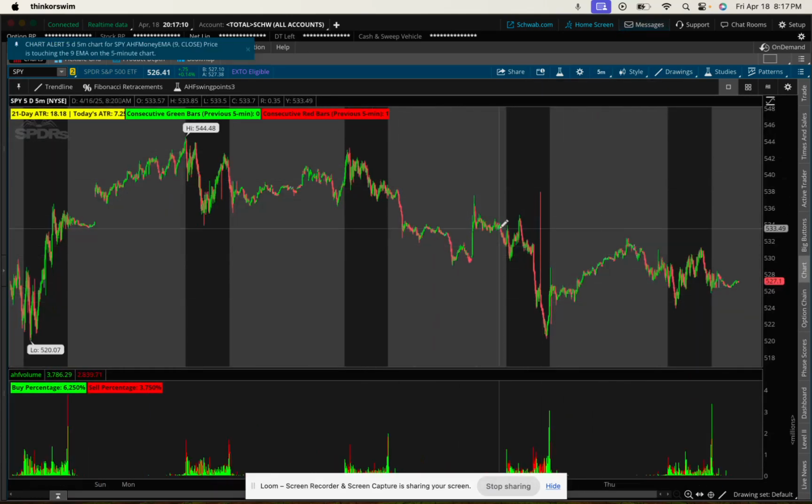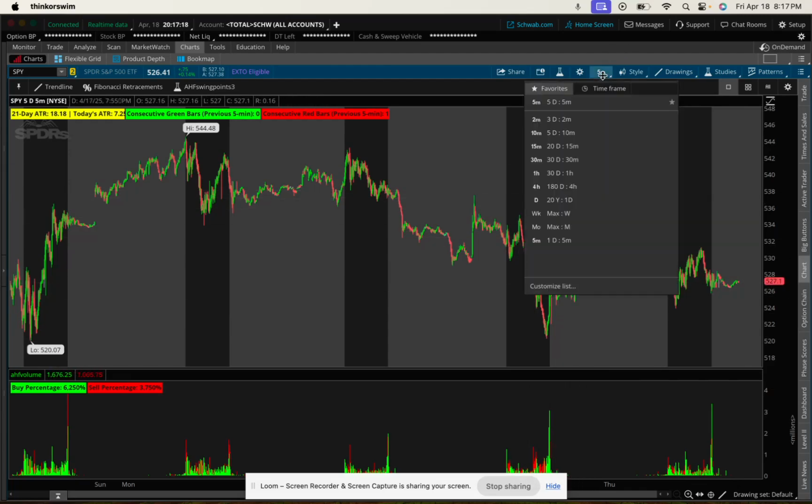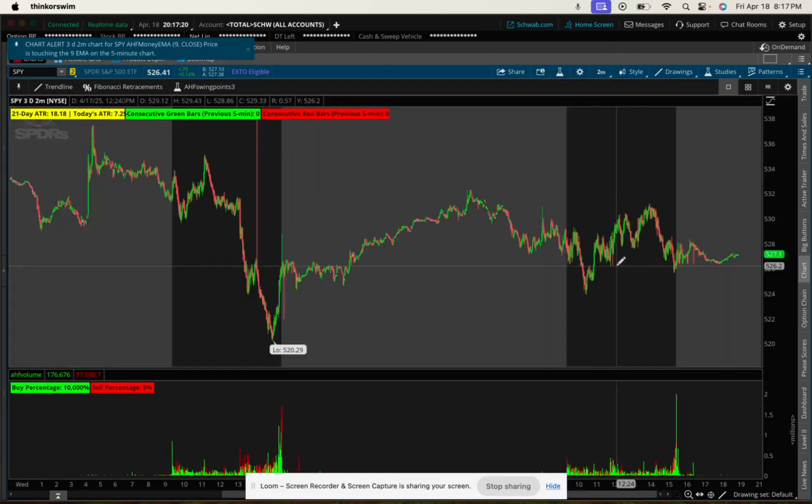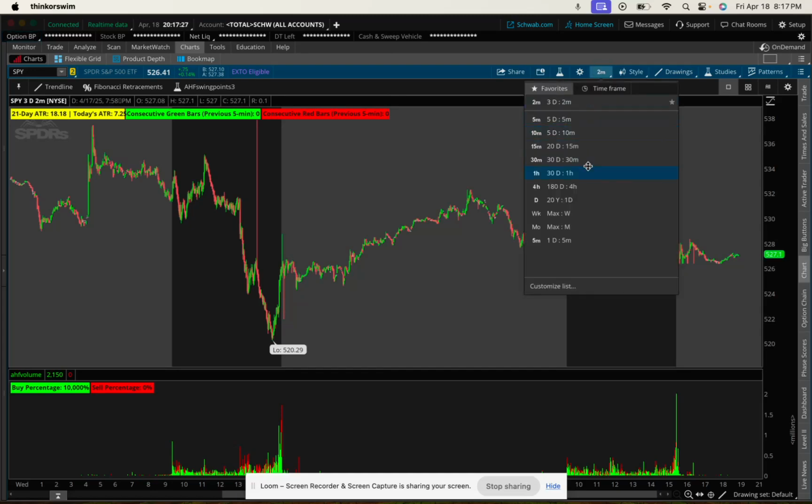But how I usually trade, I go from the daily down to maybe an hour, 15-minute, and then I usually base most of my decisions off the 5-minute. Occasionally, if I'm scalping, I will go to the 2-minute, but when you're trading large caps, you don't really need to go under 2 minutes because you will get faked out a lot.